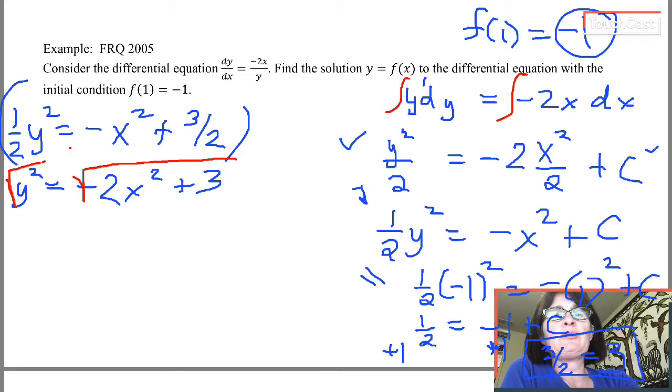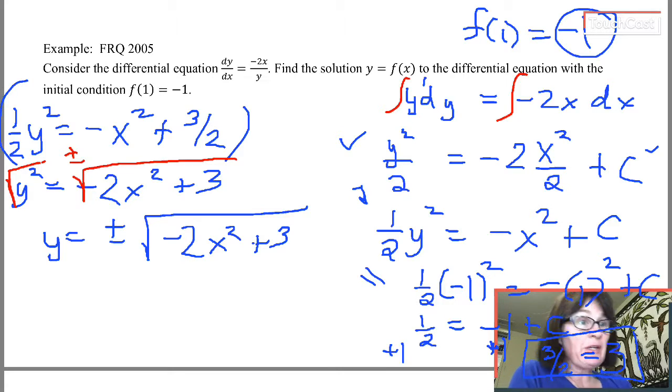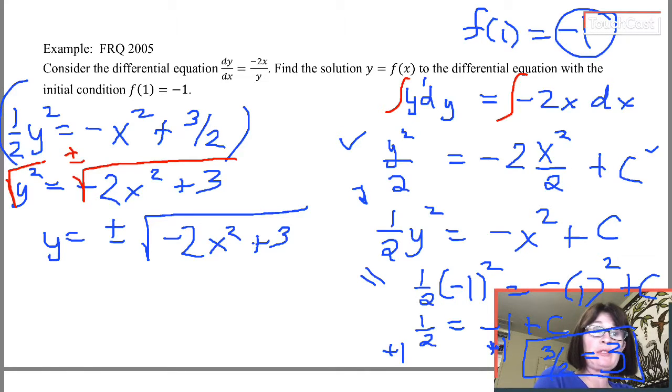But when I do that, I need to use a plus or minus sign. So here's my new equation. y is equal to the positive or negative square root of negative 2x squared plus 3. And that's pretty good because my goal was to isolate y, but notice what happened. When I isolated y, that process of taking a square root, I needed to use the plus or minus sign, and what I have is not a function. A function takes one x value and assigns it to exactly one y value, but here, with that plus or minus sign, I'm giving 2 possible y values.